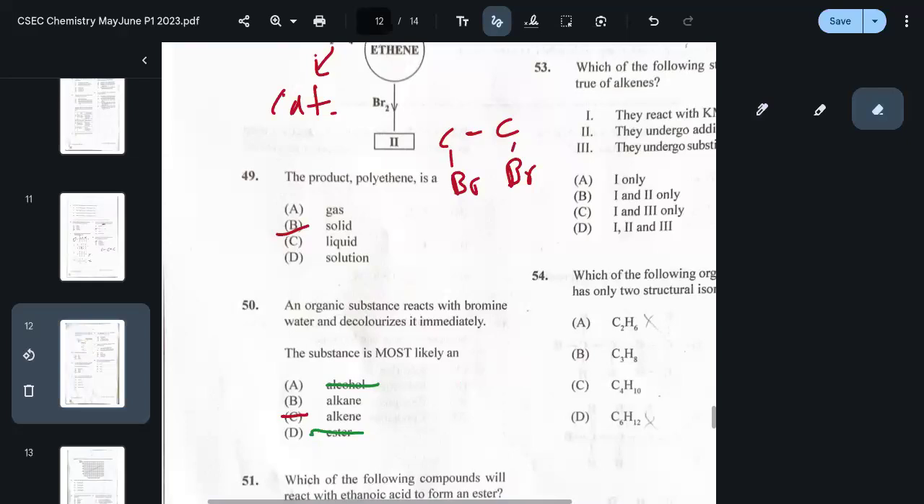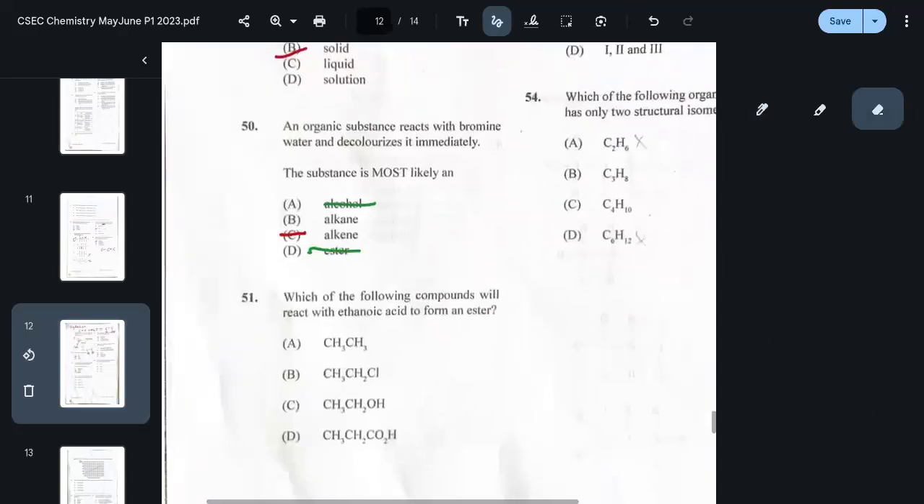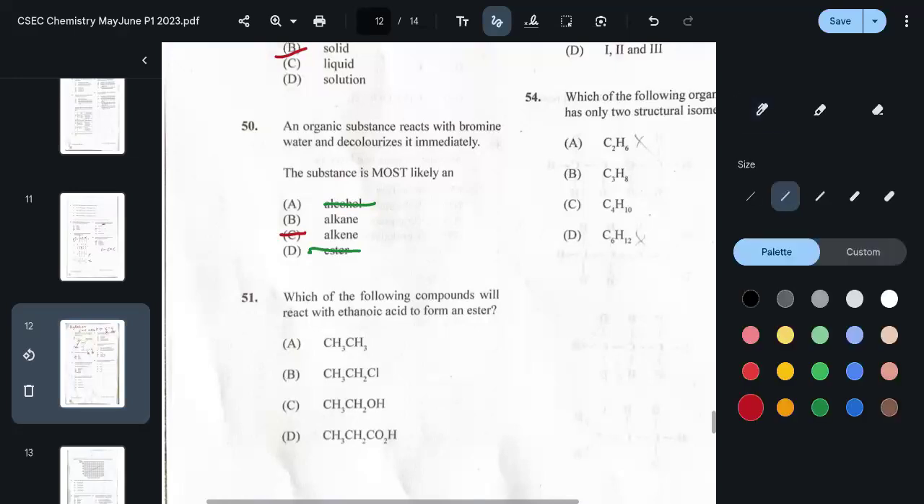All right, let me scroll down. 51. Which of the following compounds will react with ethanoic acid to form an ester? This should be easy. Which one is it? Is it C? Right, alcohol. That is correct. So remember, an ester is formed between a carboxylic acid and an alcohol.